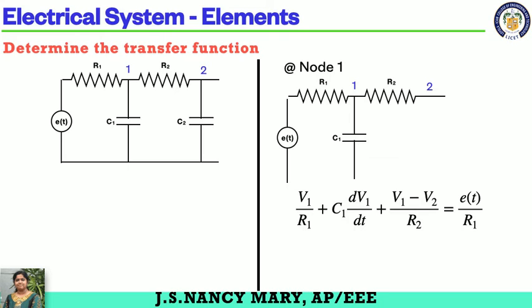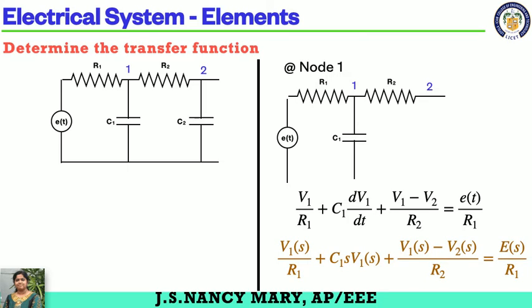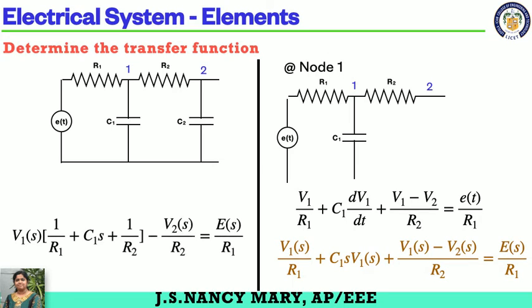Now take the Laplace transformation. When you are taking the Laplace transformation, as I told you in the class, for d by dt, you have to substitute s. So keeping that in the mind, we are going to write the equation. So V1 by R1 is nothing but V1 by R1 into S plus C1 S into V1 of S plus V1 of S minus V2 of S by R2, which is equal to E of S by R1, like this. Now I am going to separate my V1 of S and V2 of S like this. So you'll be getting the final equation.